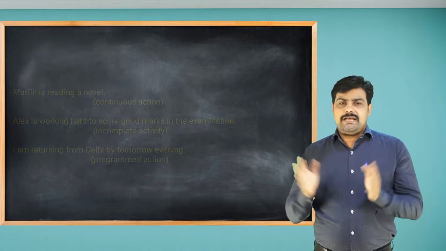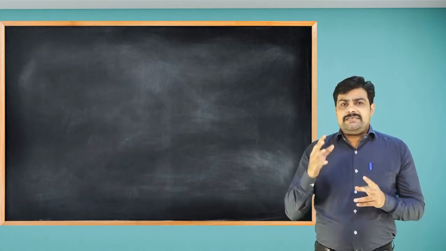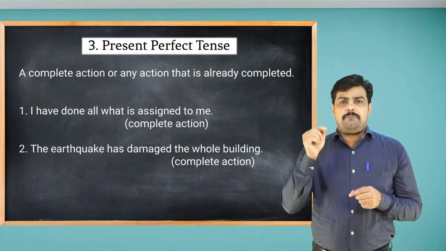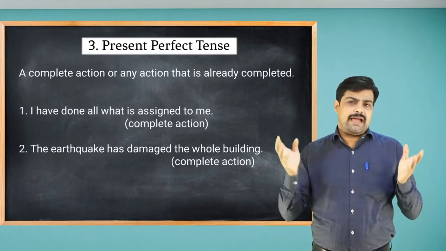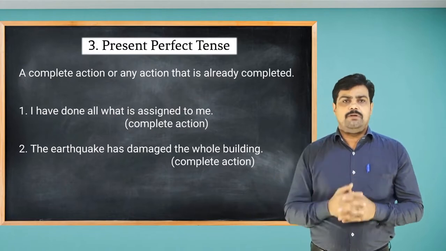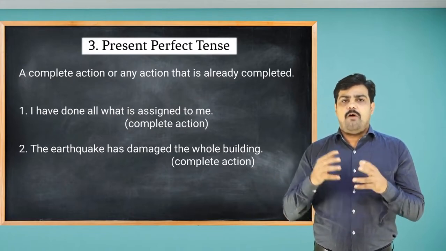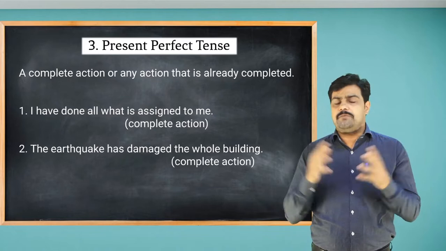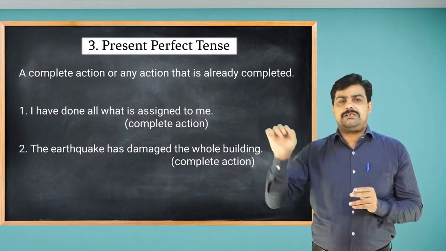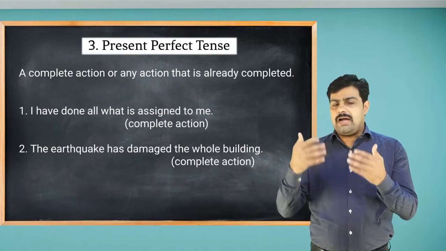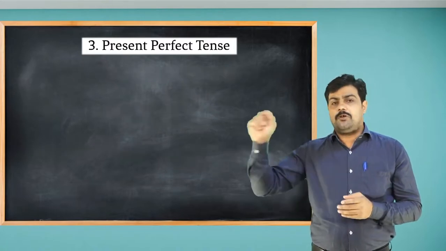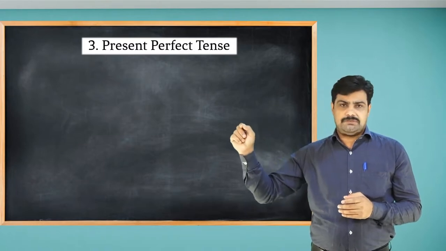Let's take another tense, present perfect. It is used to denote a complete action, or any action that is already completed. For example, I have done all that is assigned to me. Now the work is complete here. The action is complete. The earthquake has damaged the whole building. It is also a complete action.